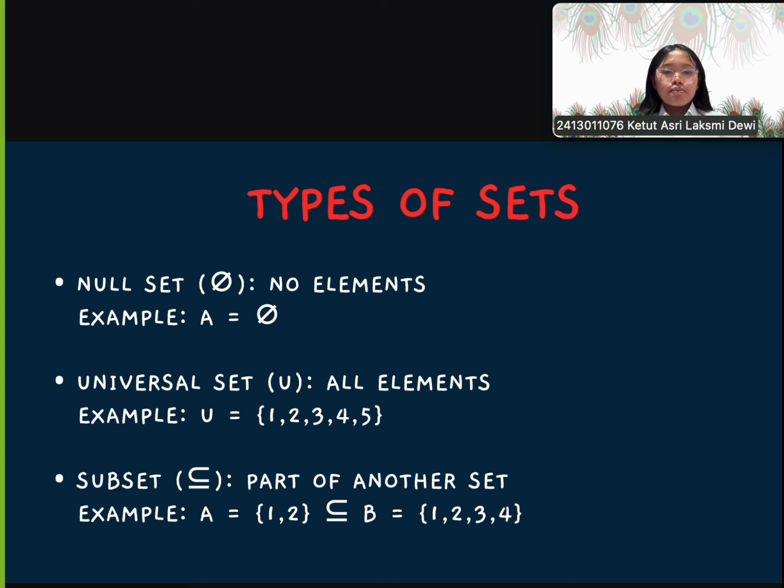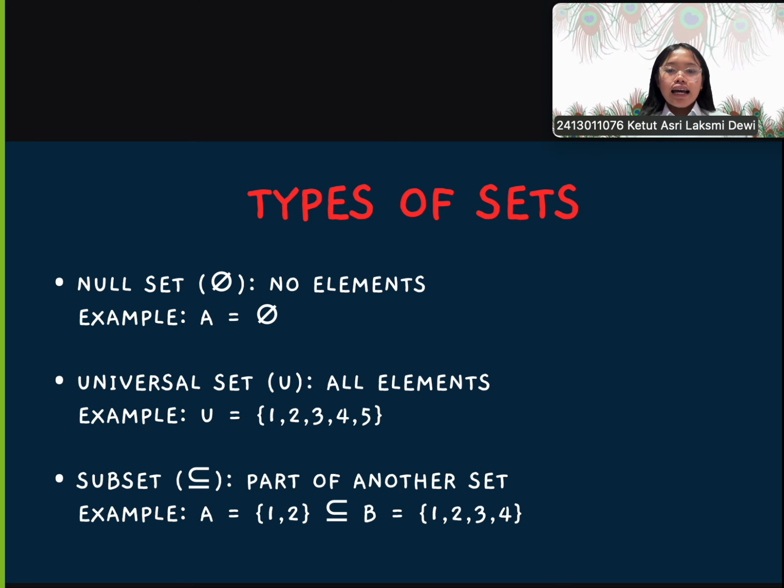Now, let's learn about types of set. First, a null set is a set with no elements. For example, we can write A equals empty set, which means there are no elements inside it. Second, a universal set contains all elements in a given context. For example, U equals {1, 2, 3, 4, 5}. This means all elements we are discussing are inside this set.